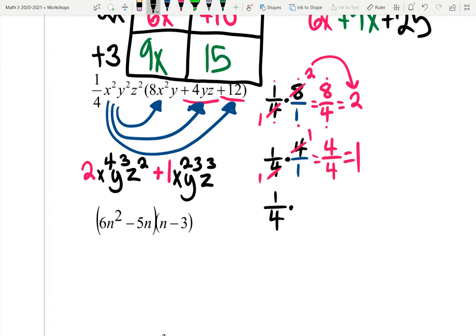Now the final thing I need to do is multiply 1/4 by 12. 12 has a denominator of 1. 12 times 1 is 12 over 4, which is 12 divided by 4 is 3. I could have also used my cross cancel method. 4 cancels to 1. What's 12 divided by 4? 3. 1 times 3 is 3. No matter what the road, I get there.